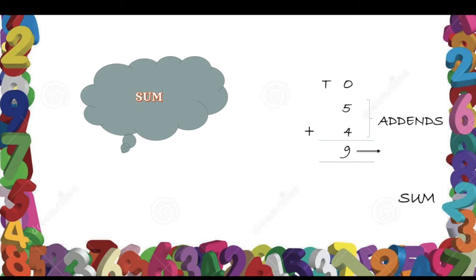the sum. So while adding two numbers, the answer we get is called the sum, or it can also be called the total. So in addition, while adding, the answer we get is called the sum. The numbers to be added are called addends. Here you can say 5 is the first addend and 4 is the second addend.